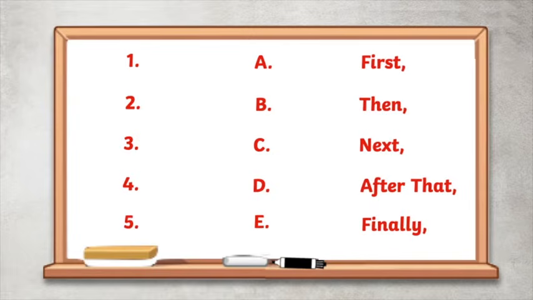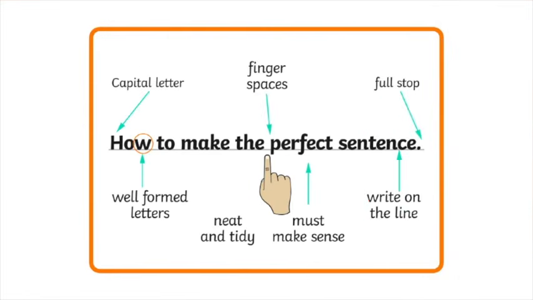Now, before writing anything, whether it's instructions or a story or any kind of writing, always remember your handwriting rules. A capital letter at the beginning of a sentence. Well-formed letters. If they are tall and ascending letters, make sure they look tall. If they are descending letters, make sure they are descending. And if they are regular, normal sized letters, make sure they all look the same size.